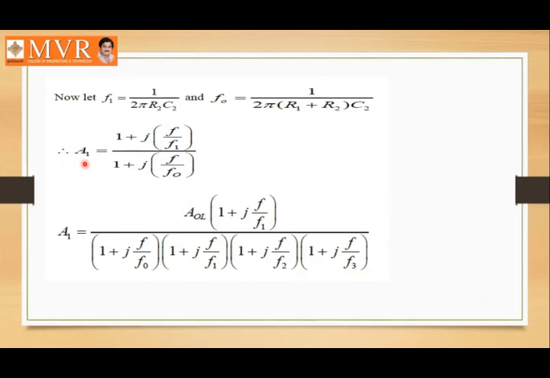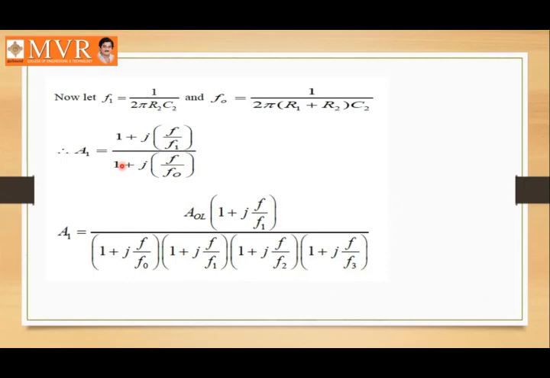Then the transfer function A1 of the pole zero compensation circuit is A1 equal to 1 plus j f by F1 divided by 1 plus j f by F0. This is the transfer function of our compensated network.